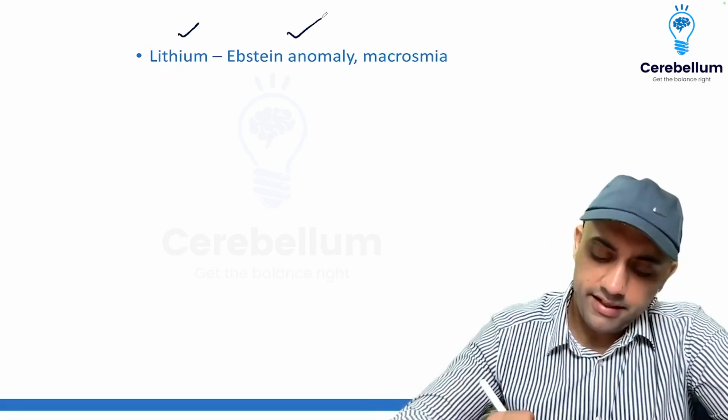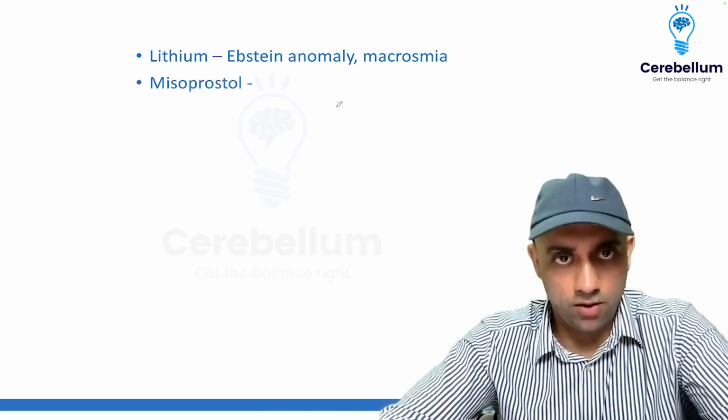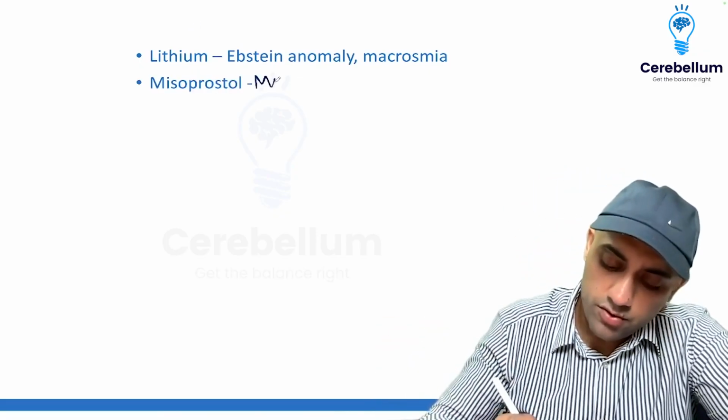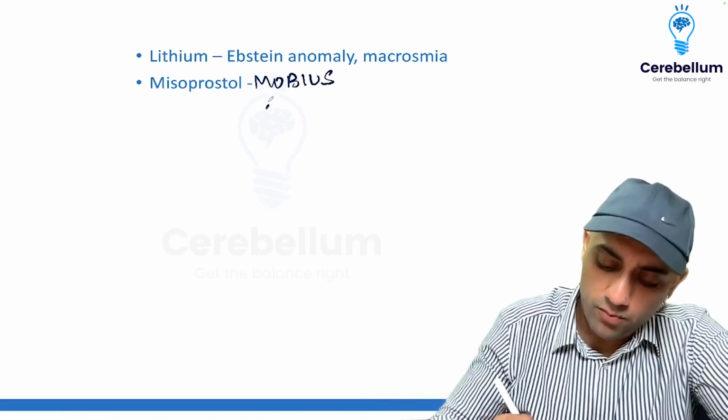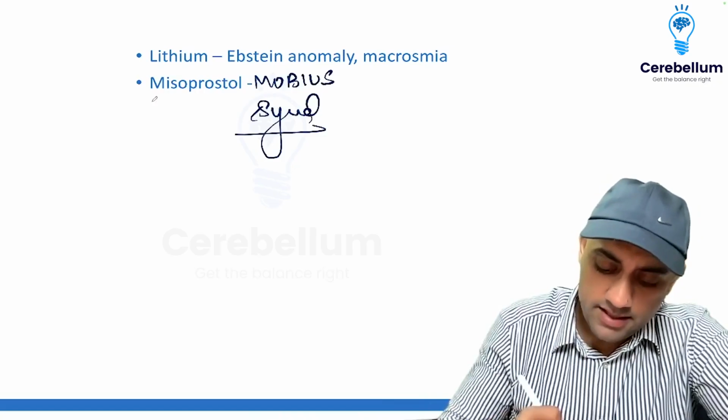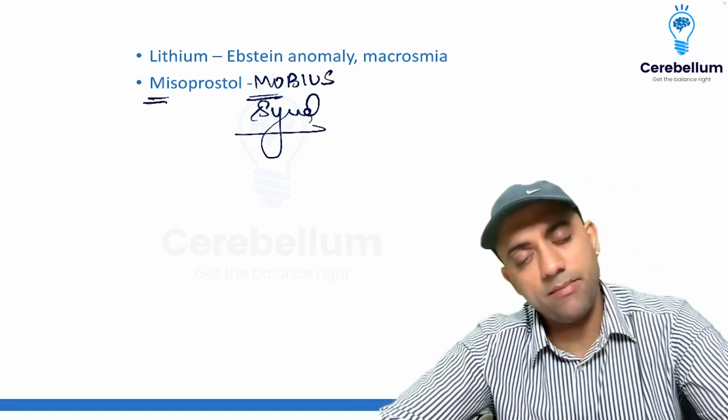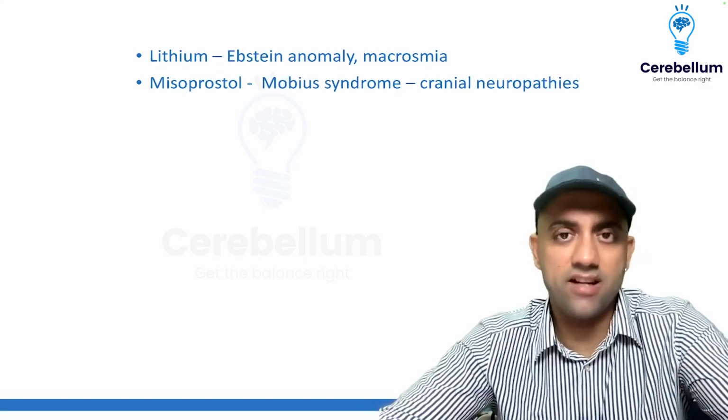If the mother has taken lithium, the baby can land up with Ebstein anomaly. If the mother has taken misoprostol, M for misoprostol, M for Moebius syndrome. If the mother has taken misoprostol during pregnancy, the baby can land up with Moebius syndrome, which has cranial neuropathies.